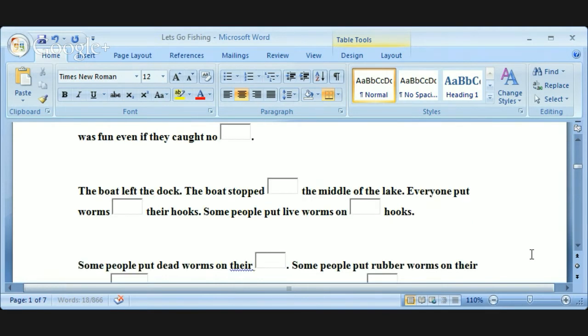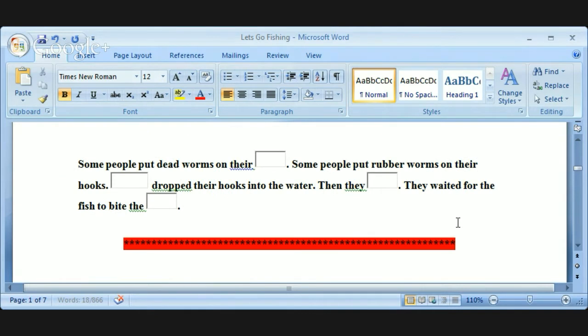The boat left the dock. The boat stopped in the middle of the lake. Everyone put worms on their hooks. Some people put live worms on their hooks. Some people put dead worms on their hooks. Some people put rubber worms on their hooks. Everyone dropped their hooks into the water. Then they waited for the fish to bite the worms.